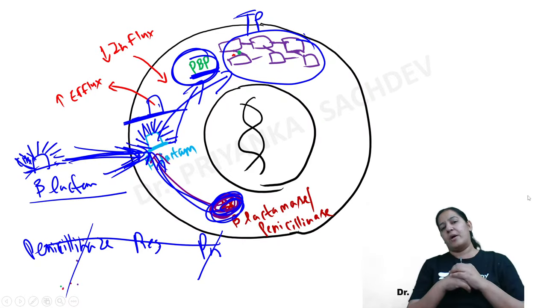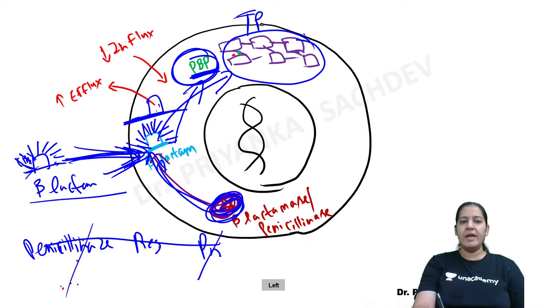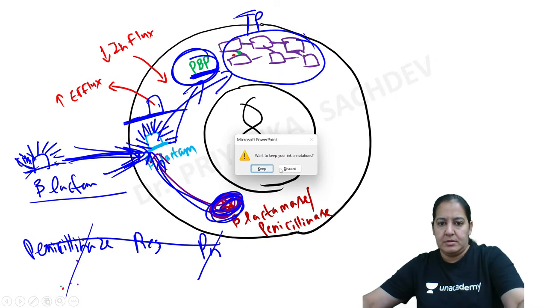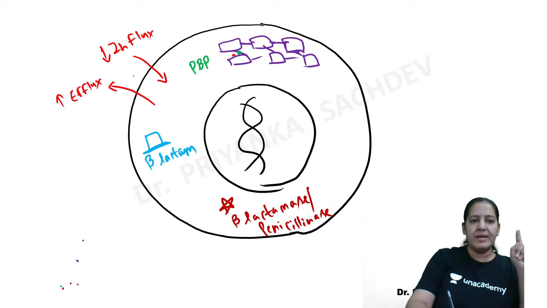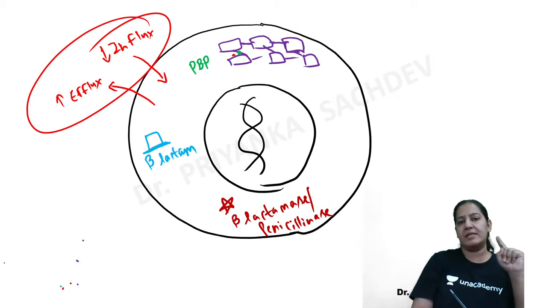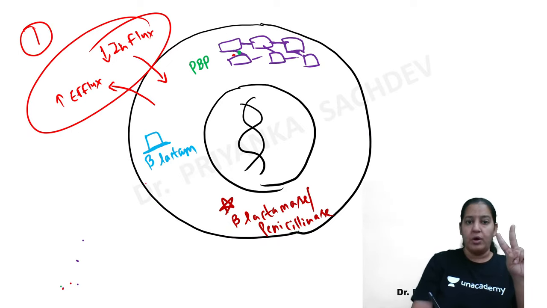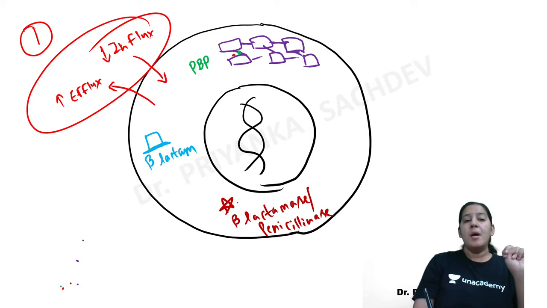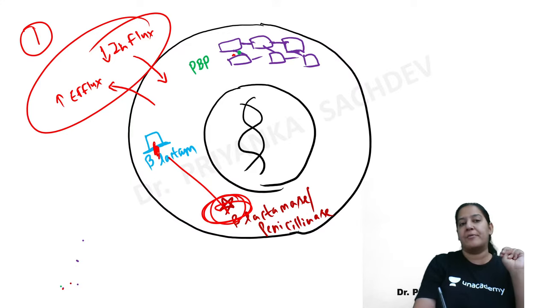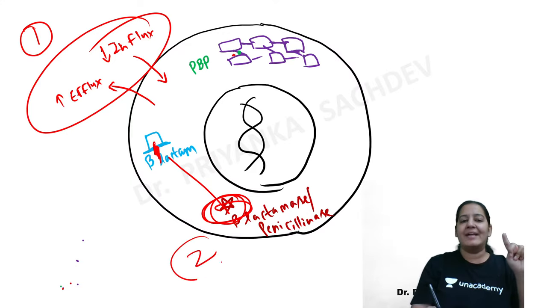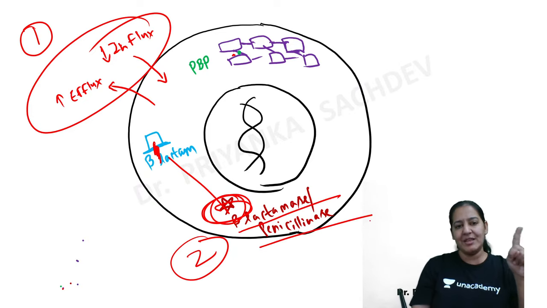So there are three resistance. All three are shown in this diagram. The first is decrease influx, increase efflux. There are three mechanisms. The first one is the decrease influx, increase efflux. So the first thing, beta lactam antibiotic ko andar hi mat aane do. अगर आ गया, नंबर टू, अगर आ गया तो बैक्टीरिया ने बना दिया एंजाइम, उस एंजाइम से the enzyme will degrade the beta lactam ring, so it becomes non functional. So second is the enzyme. The name of the enzyme is beta lactamase, and penicillinase, one and the same thing. Give me a thumbs up, that is the second.